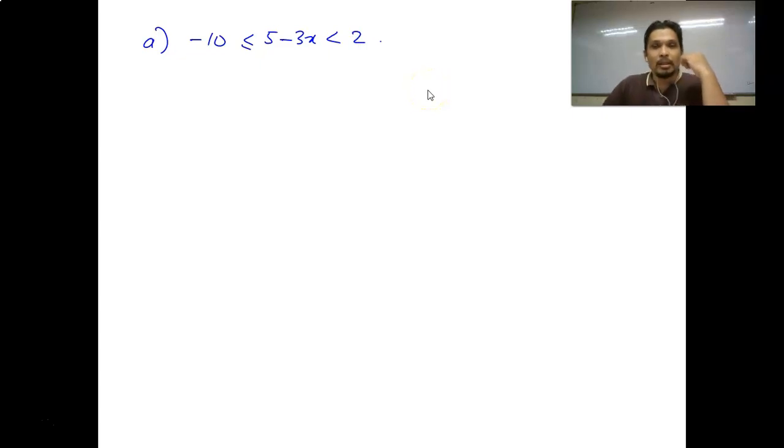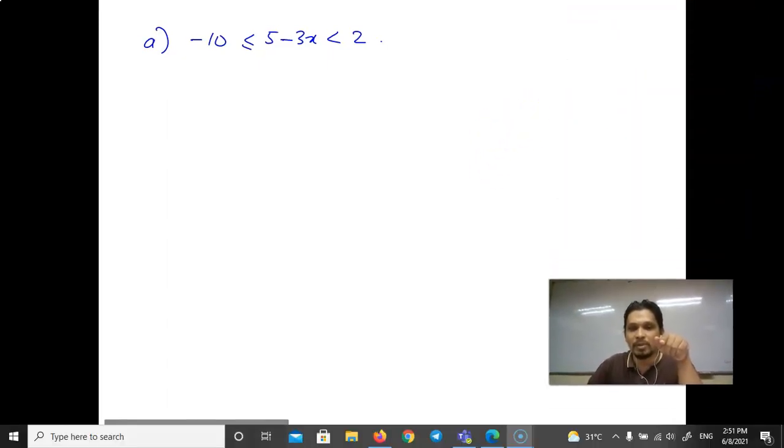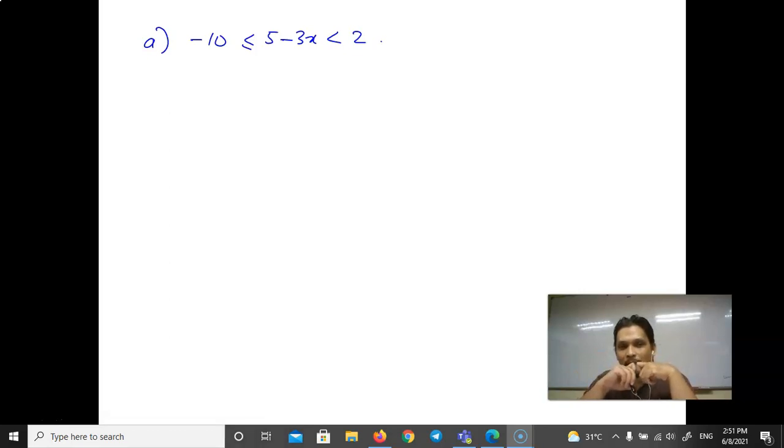Example 2a: -10 less than or equal to 5 minus 3x, and then less than 2. It's not necessary that you must separate it into two parts. For some cases, for this one example, you may simply solve these two in one, without separating into two parts. Meaning we can just simply remain in this form.